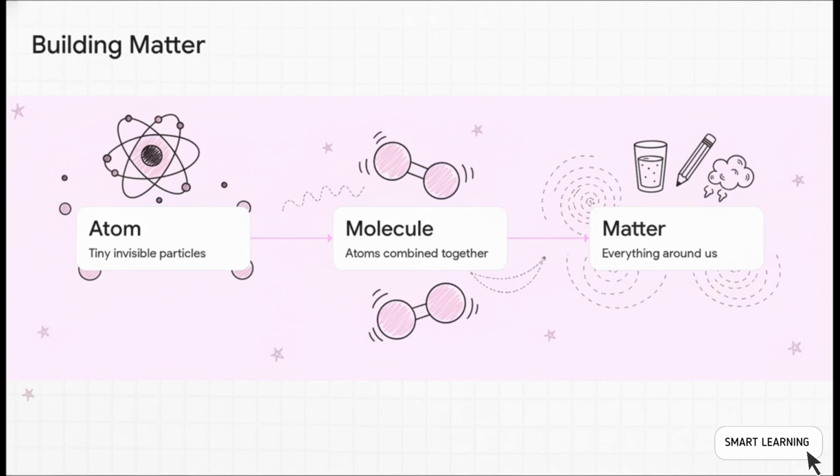Step 1. We start with the atom, right? The fundamental unit. But atoms rarely travel alone, so step 2, they bond together to form molecules. And finally, step 3, when these molecules group together in just massive quantities, they create matter, the foundational stuff of our universe that actually takes up space and holds mass.